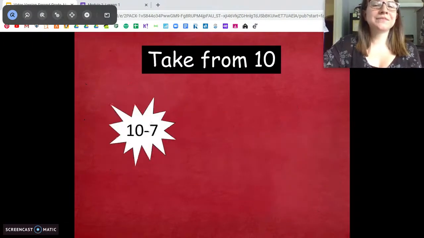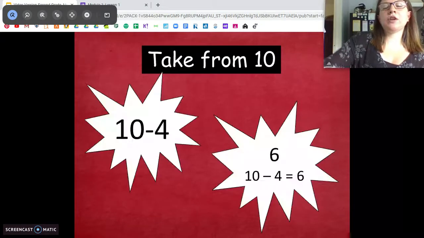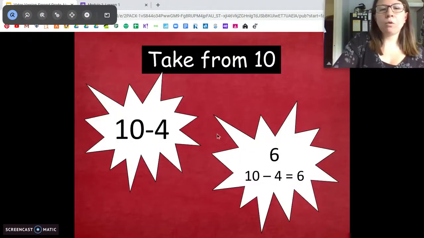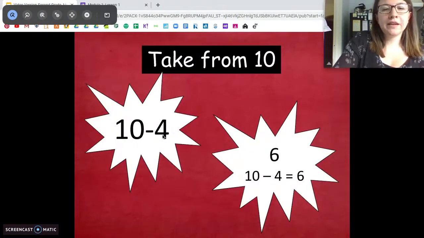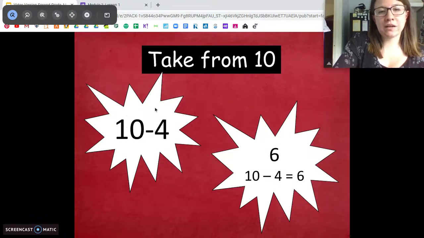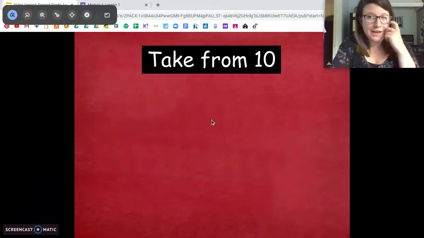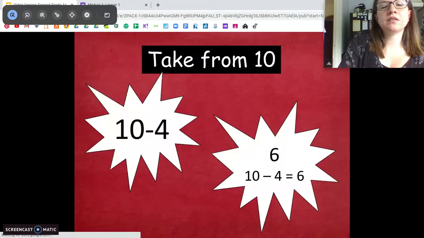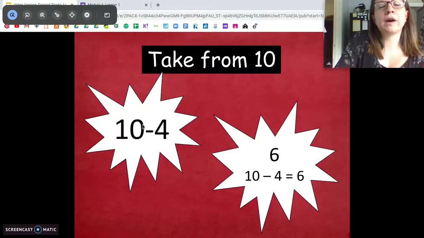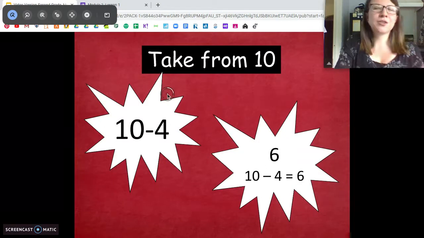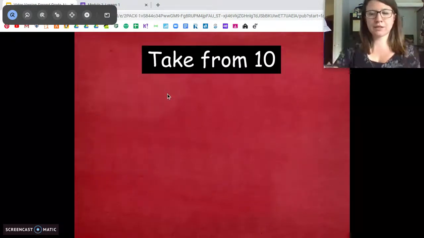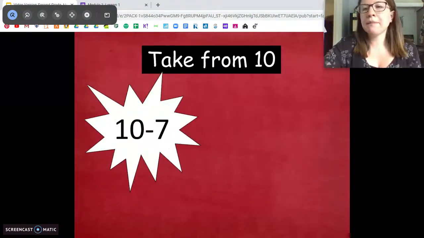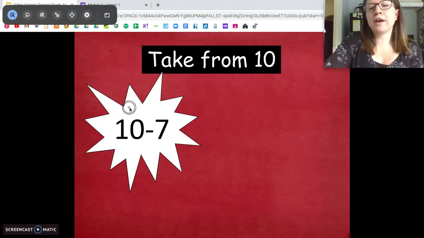6. Good. Now, if you're having trouble with the subtraction, think about what number you'd need to get this part to 10. So I know my addition facts a little bit better than my subtraction facts. So I would think 4 plus what is going to get me to 10? And I know 4 plus 6 is going to get me to 10. So you can think about it either way, whatever makes more sense to you. 10 minus 7, or 7 plus what is going to get me to 10?